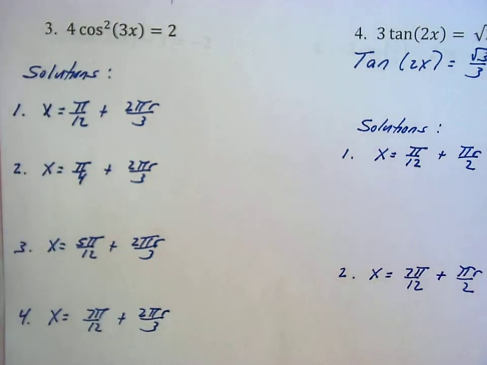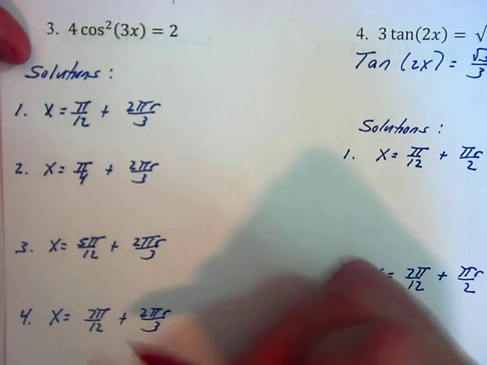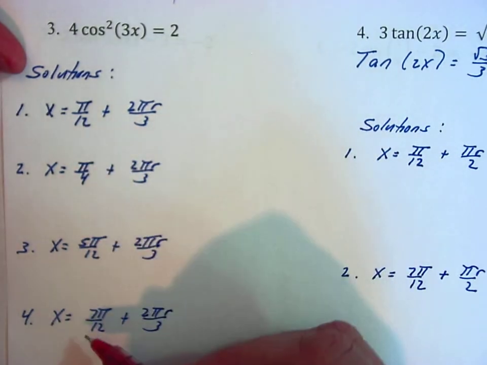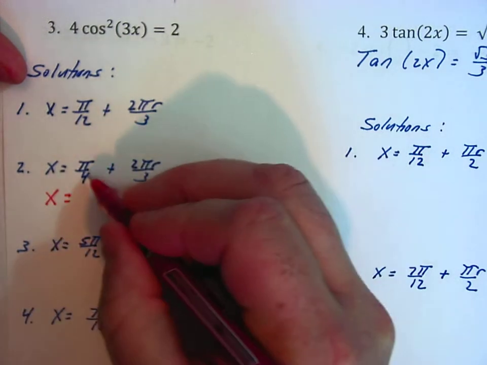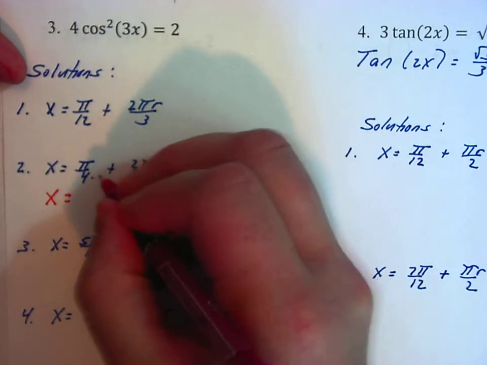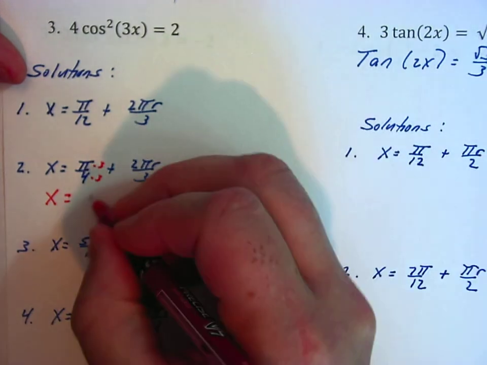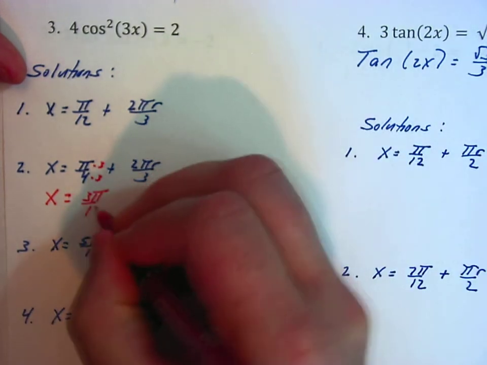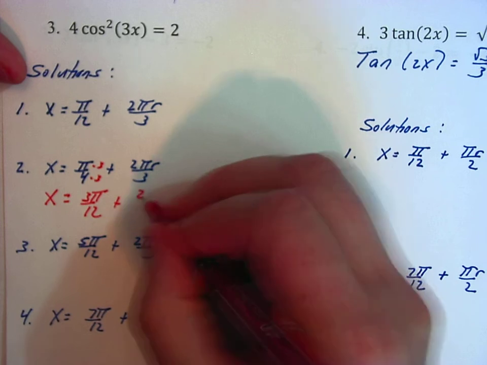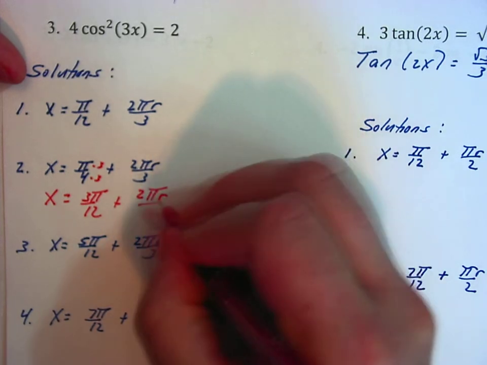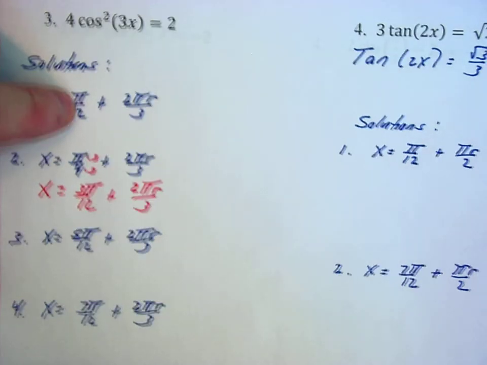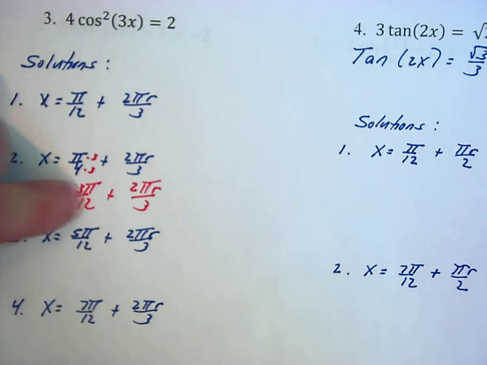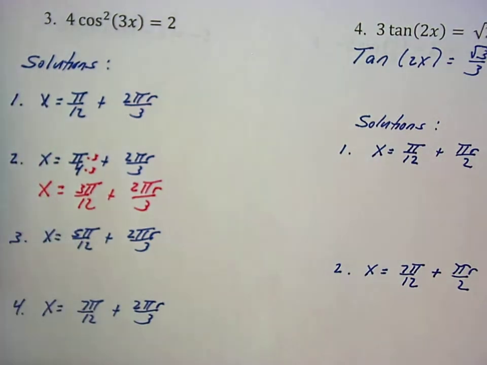So here's my suggestion. When you guys go to do these, if they don't have the same denominator, change it so that it does. If I want this to be a pi over 12, all I have to do is multiply the top and bottom by 3, and it becomes 3 pi over 12 plus 2 pi r over 3. And now all your equations are over 12. So once you find the pattern here, you can use it here, use it off of this equation, that one, and then you're going to have all your answers.